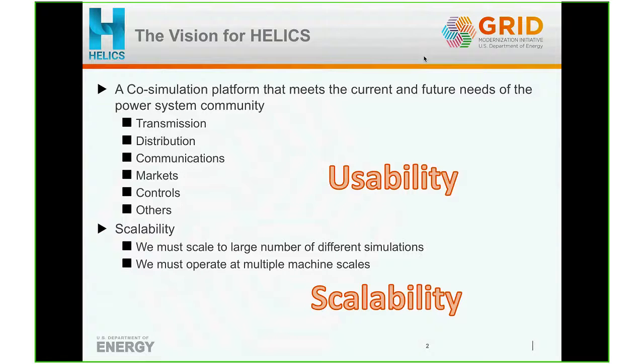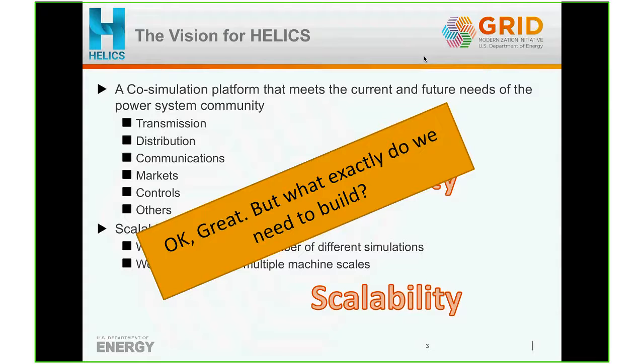So back when we started this project, we didn't have the name Helix, but we knew we wanted something that could take a lot of different aspects of the modern power and energy systems and be able to co-simulate them at scale and provide usability and scalability for that. But the reality is that's about all we had in mind. And so the real question is, what exactly do we want to put together with Helix? What do we need to build?